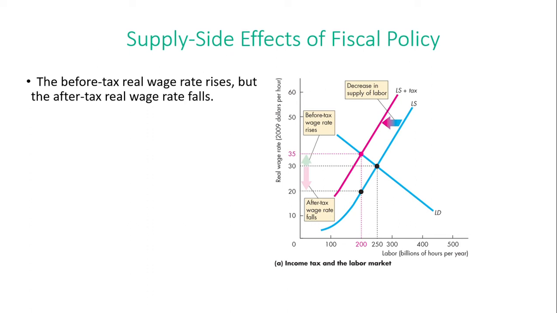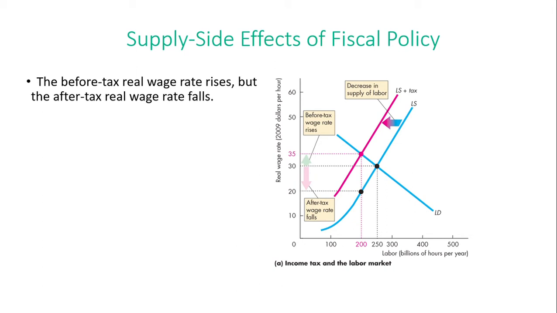We want to explore the supply side effects of fiscal policy. Now, if we have an increase in the tax rate, the idea here is that we are going to have less incentive to work. So that's going to shift our labor supply curve to the left. So we're going to want to work less at every given wage. So we would see this curve shift to the left, which then would raise the wage rate, but our after-tax wage rate is actually going to go down.